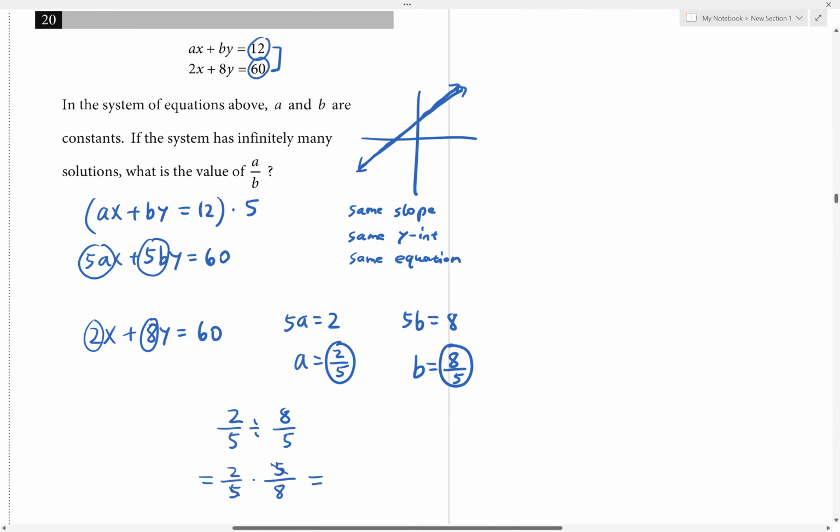And then here the 5s will cancel. We get 2/8, which is 1/4 after we simplify. Okay, and that will be our final answer for this one. So it'll be 1/4, or you can also do 0.25 for number 20 here.